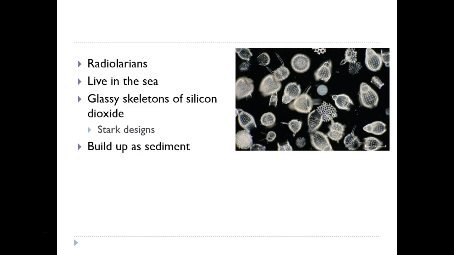Another group are the radiolarans. These usually live in the oceans, and these are, again, single-celled, and they have these really special glassy skeletons made up of silicon dioxide. Because of that, they have these really cool-looking designs, and they really stand out. These also build up in the sediment, and when they're found, they're really, really old, and the deposits of them can be found as well.